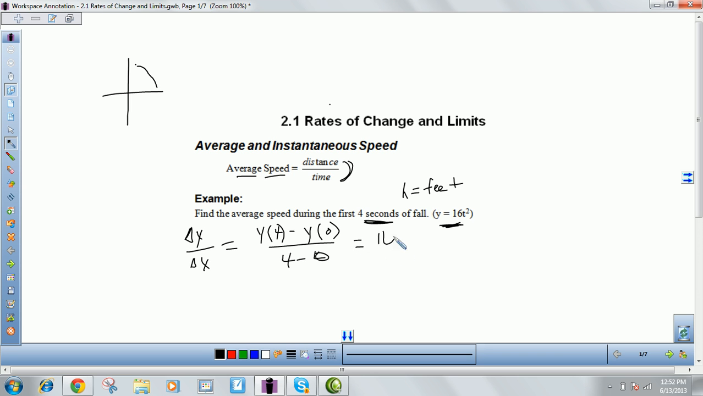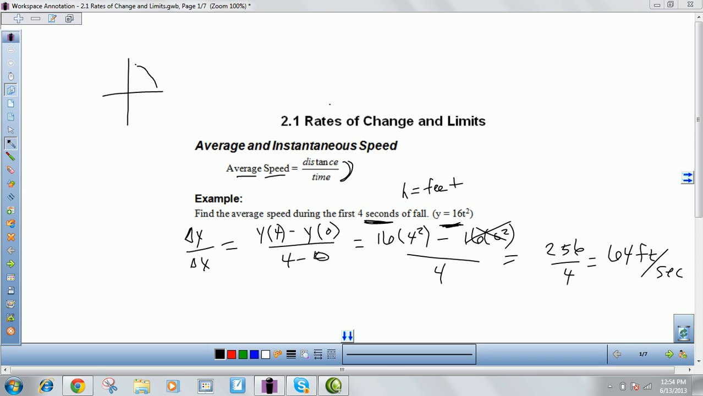So then that gives you 16 times 4 squared minus 16 times 0 squared all over 4. Then on top, this is gone, and then you have 16 times 16, which is 256 over 4, and then that gives you just 64 feet per second. Okay, so then 64 feet per second, that's the average speed.